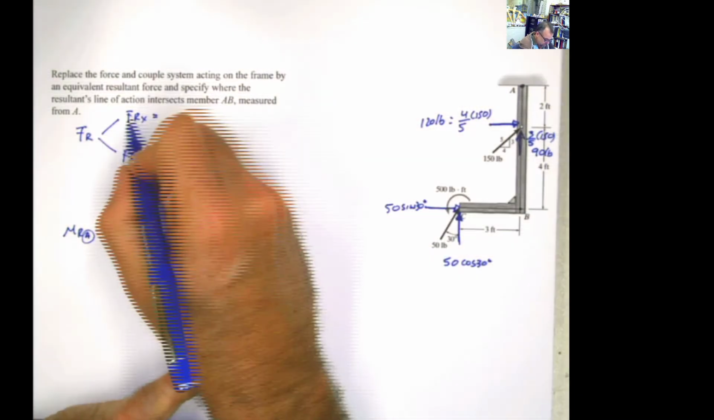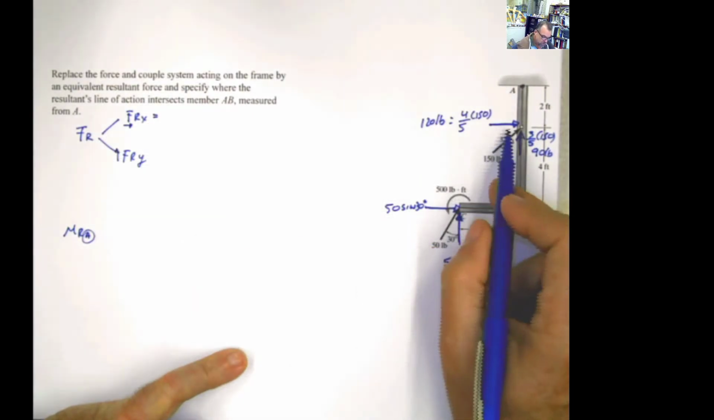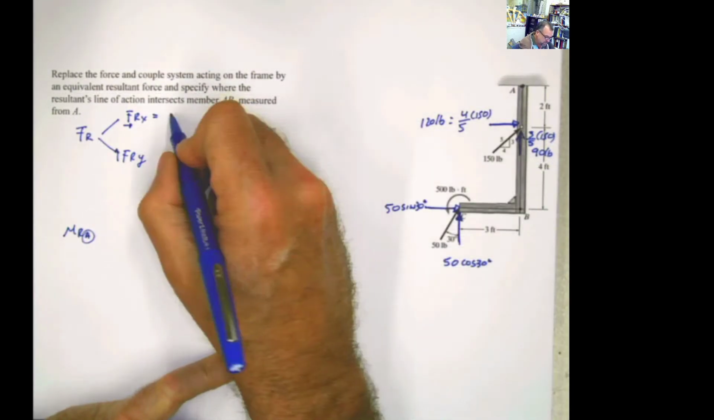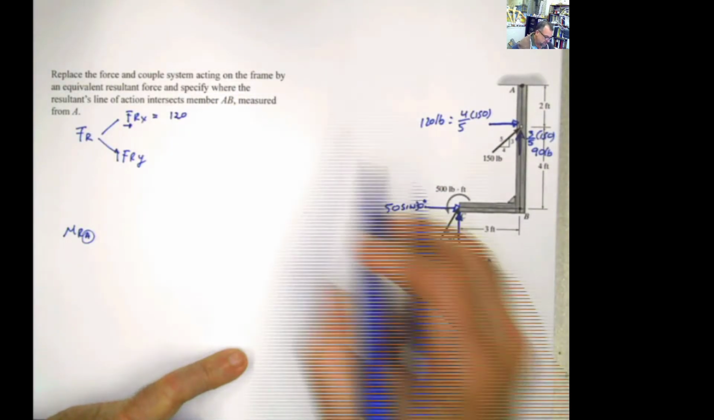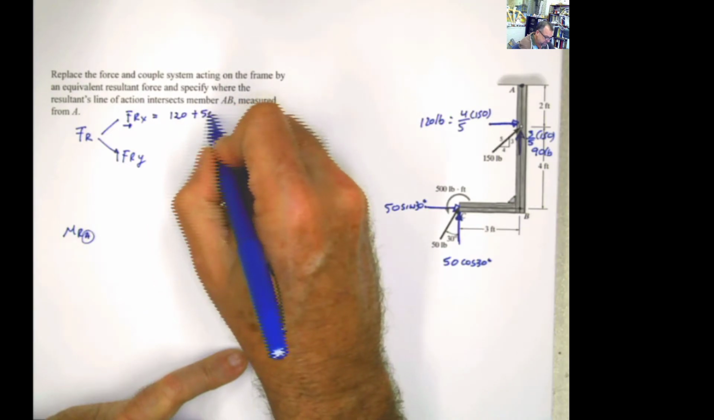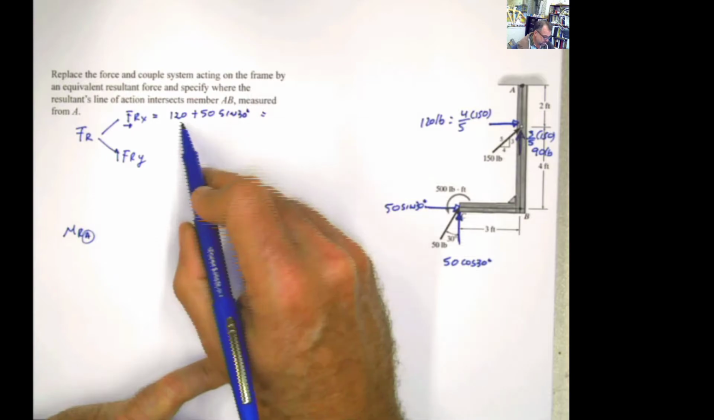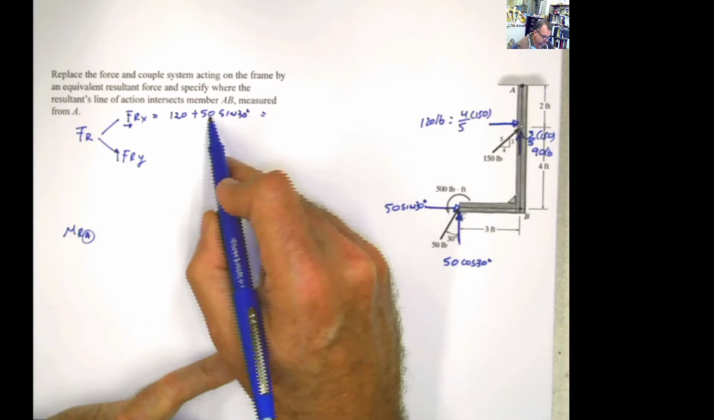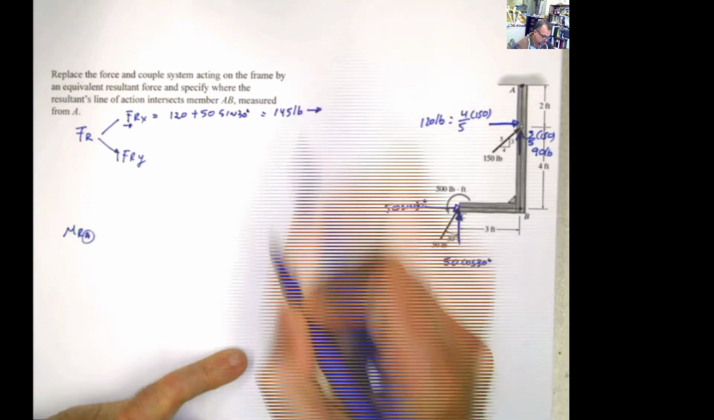So let's do that. Now, once I have all my forces decomposed like that, I do summation of forces in X, and of course I'm assuming this is positive, and in Y I'm assuming this is positive. So what do you have in X? You have 120 acting in this direction, plus 50 sine 30, and that is 120, sine 30 is 0.5 times 50, 25, 145 pounds acting in this way.